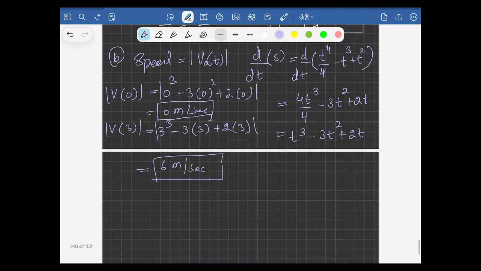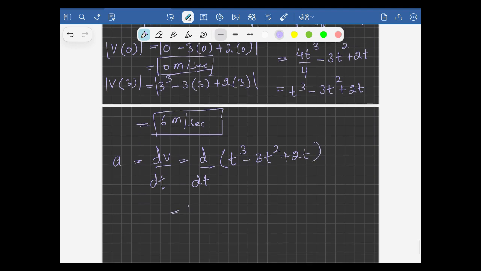Now for acceleration, acceleration equals the rate of change of the velocity. So the rate of change of velocity, and velocity is t cube minus 3t square plus 2t. Let's find its rate of change, which is 3t square minus 6t plus 2.